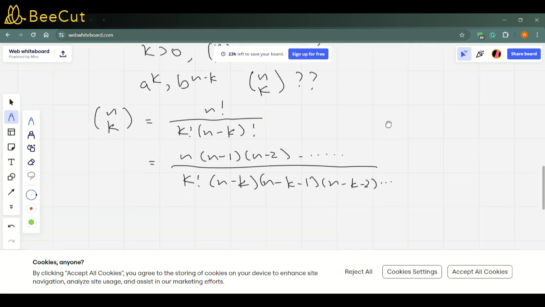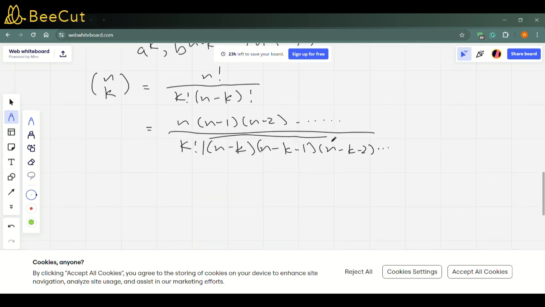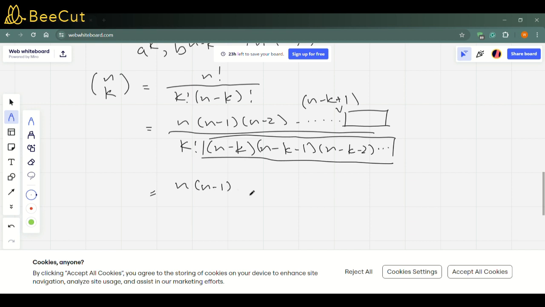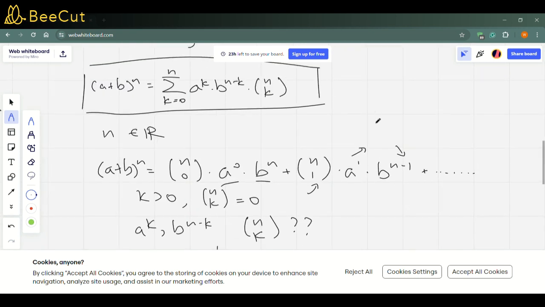But what we can do here is notice that everything past a certain point in the numerator will cancel out with the denominator. In fact, the last term here should be n minus k plus 1, as it doesn't cancel out with anything in the denominator. And what we're left with is this: n times n minus 1 times n minus 2, all the way to n minus k plus 1, over k factorial. So that's how you can compute each term in a binomial expansion with real exponents.